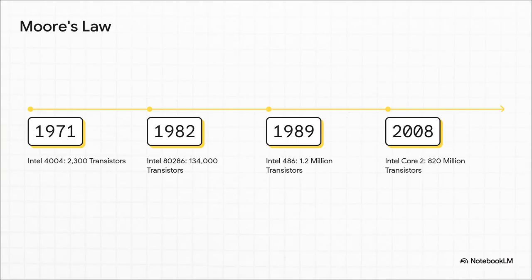For the longest time, all of this progress was driven by Moore's law, this famous observation that we could cram more and more transistors onto a chip. And you can see that exponential growth right here. We went from a few thousand transistors in 1971 to nearly a billion by 2008. More transistors meant more features, bigger caches, and faster speeds. But it came at a cost.